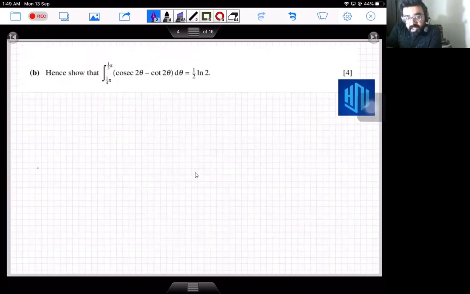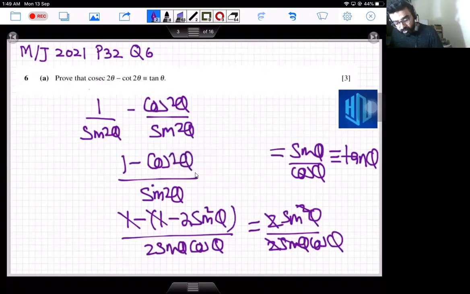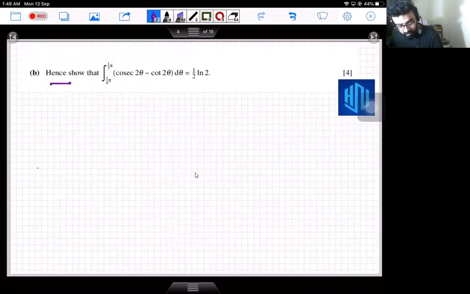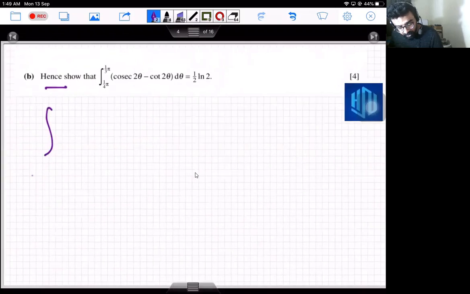Part B is saying: hence show that the integration of cosec 2 theta minus cot 2 theta with respect to theta, and the limits are from pi over 3 till pi over 4, is equal to half times ln 2. Now, hence basically means that you need to use the result of the earlier part. And since we know that cosec 2 theta minus cot 2 theta can be expressed as tan theta, the question is basically asking you to integrate tan theta with respect to theta, and the limits are from pi over 3 till pi over 4.